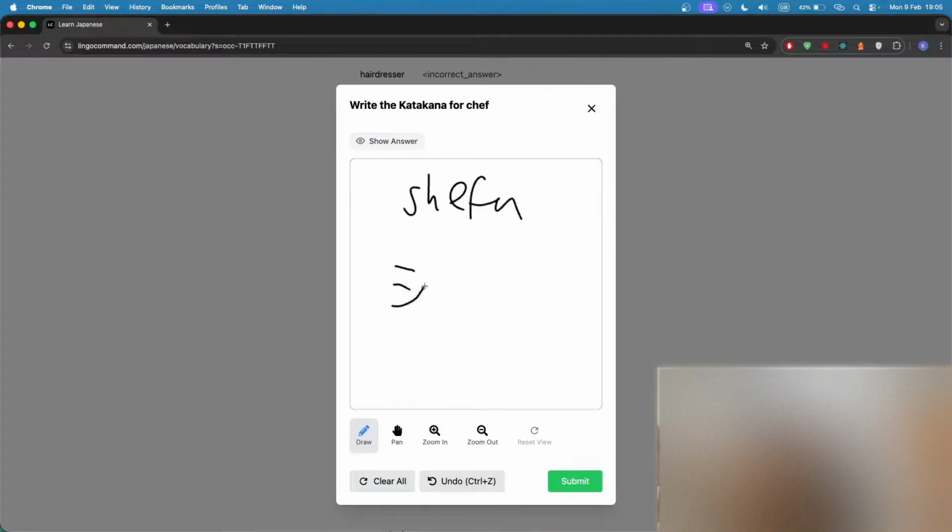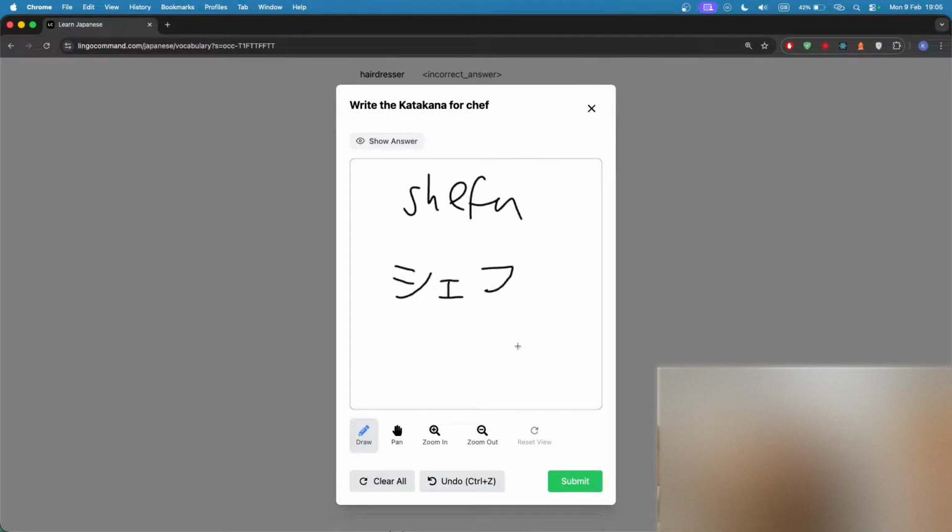So this is... Sorry, let me try and write this more neatly. 1, 2, 3. This is shi. And then I'm gonna write a half-sized e. So this forms a foreign katakana yoon combination called she.